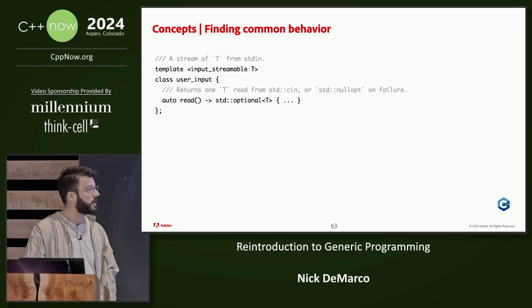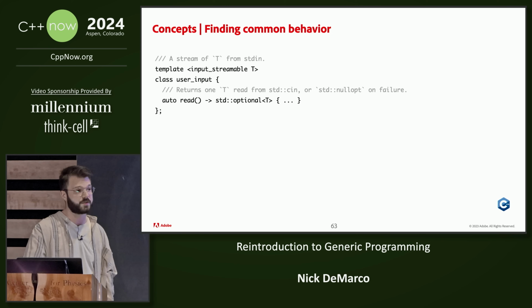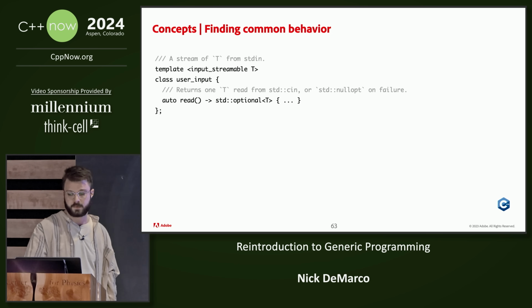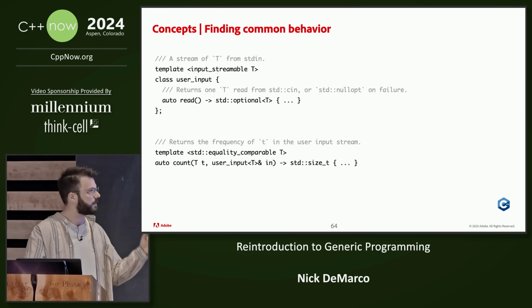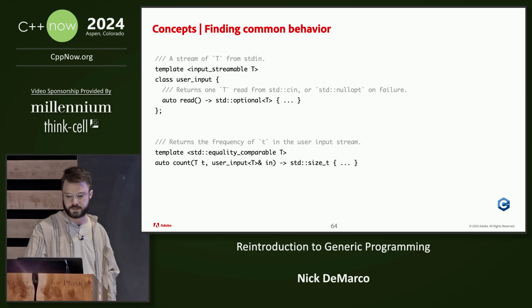It just has one read API. It'll return an empty optional if there's an error or the stream is closed. No surprises. And just like before, we'd like to count the number of times a particular instance of a type T appears in our sequence. So we might write a count algorithm like this.